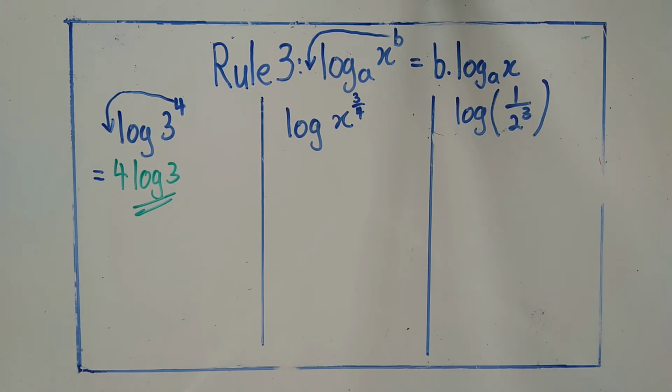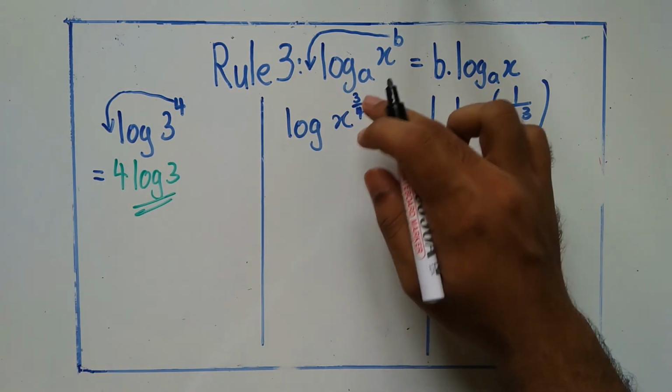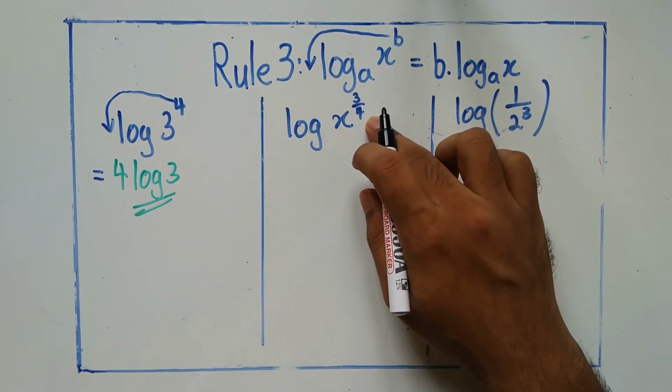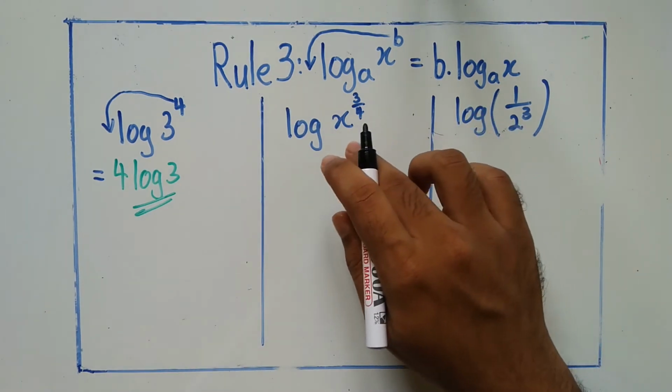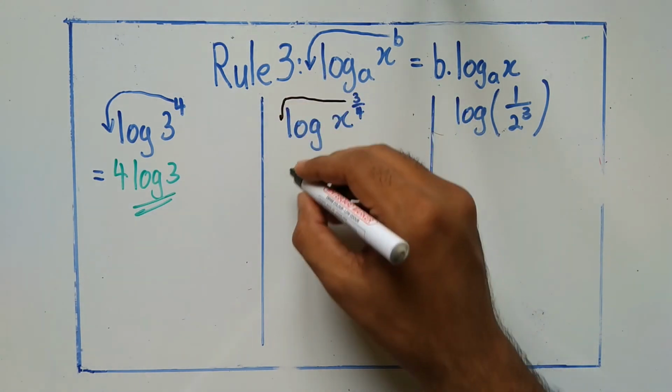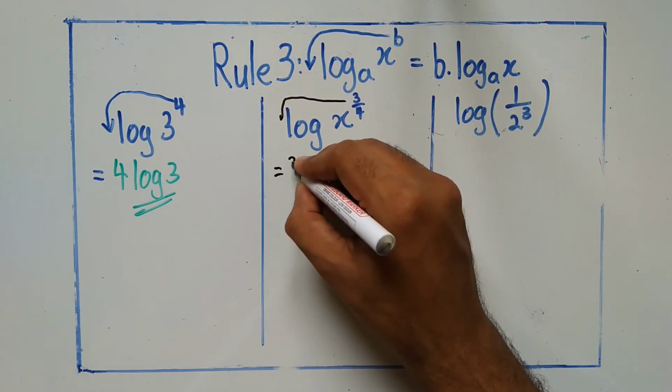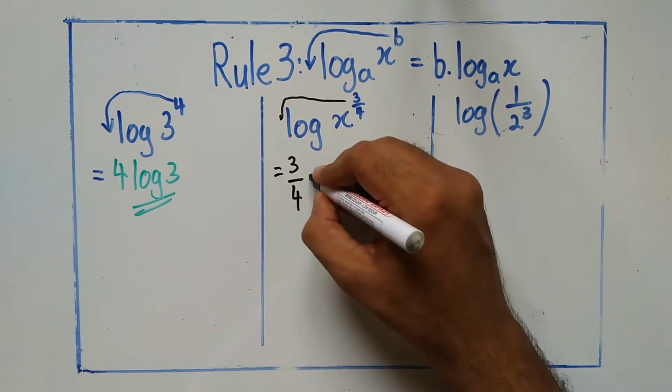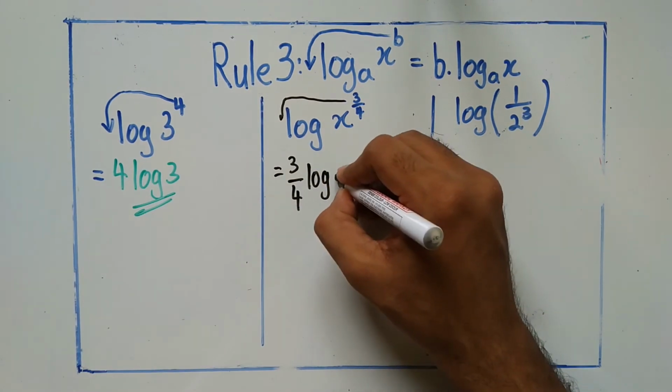In the next example, we have log x to the power of 3 over 4. You can use the same concept, and we will get 3 over 4 log x.